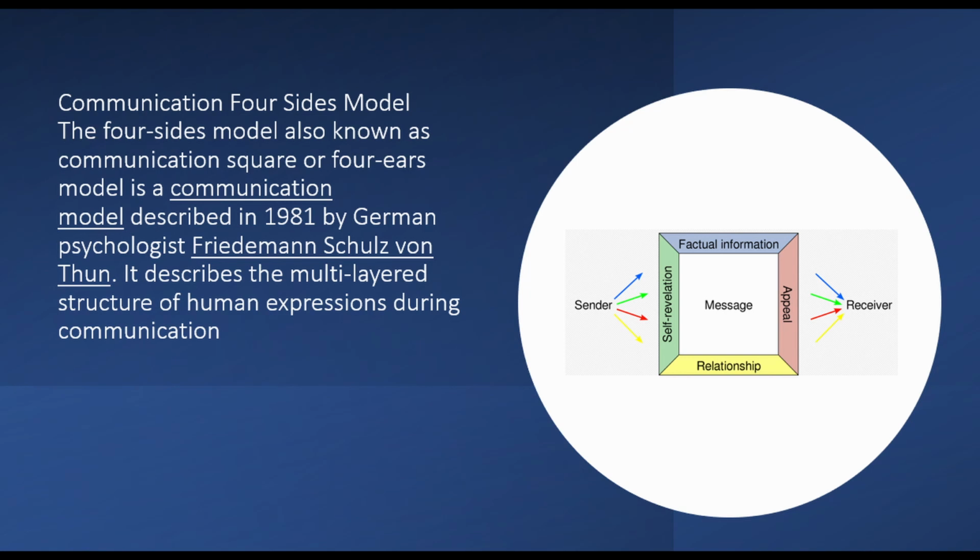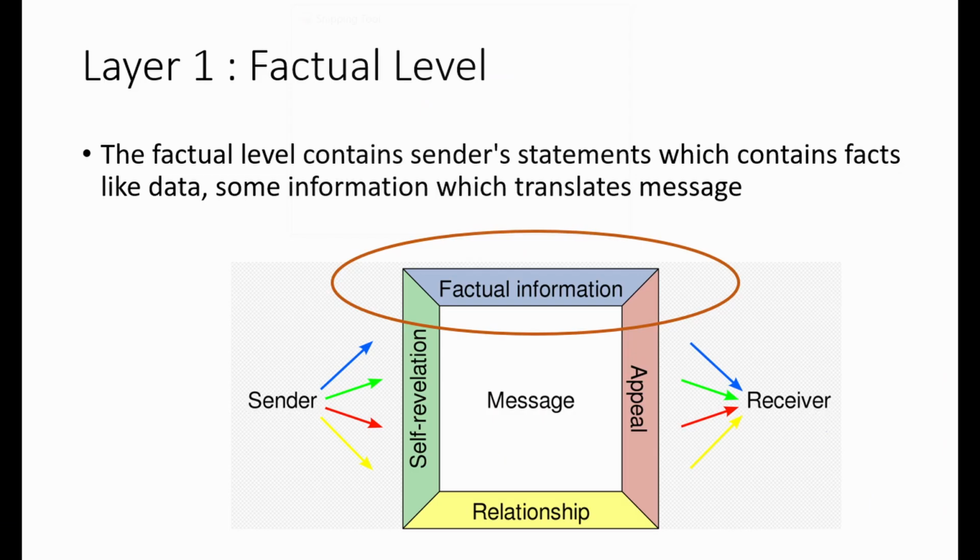What is the four sides communication model? The four sides model is also known as the communication square or four ears model, a communication model described in 1981 by the German psychologist Friedemann Schulz von Thun. What does this four ears model mean for us? Being a sender of a message or a receiver of a message, we should always translate our message into these four layers. So let's have a look at the first layer, which is the factual level.